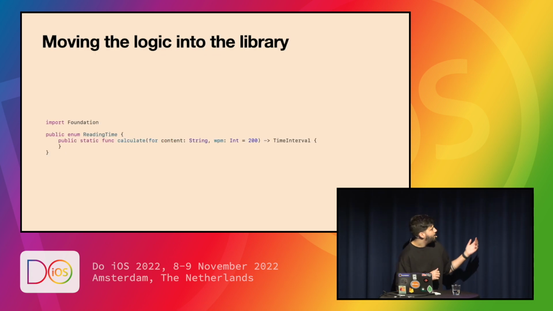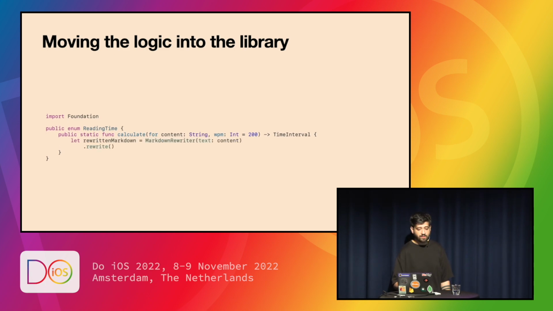So I created a Swift file called ReadingTime, and my library is probably one of the simplest libraries you will see. It's a public enum with a static function. That's literally all there is to it. And this static function will be called calculate, and you pass it a content, which will be a markdown content. You've got words per minute that you can override, but it defaults to 200. I believe that's what Medium uses. And then you return a TimeInterval, which will be in seconds.